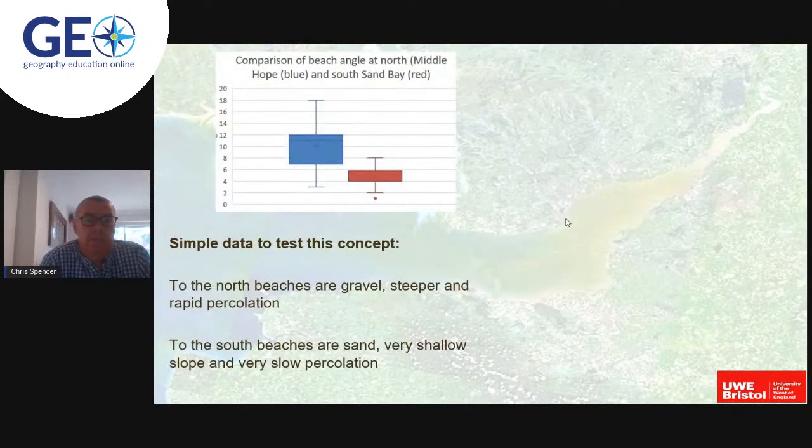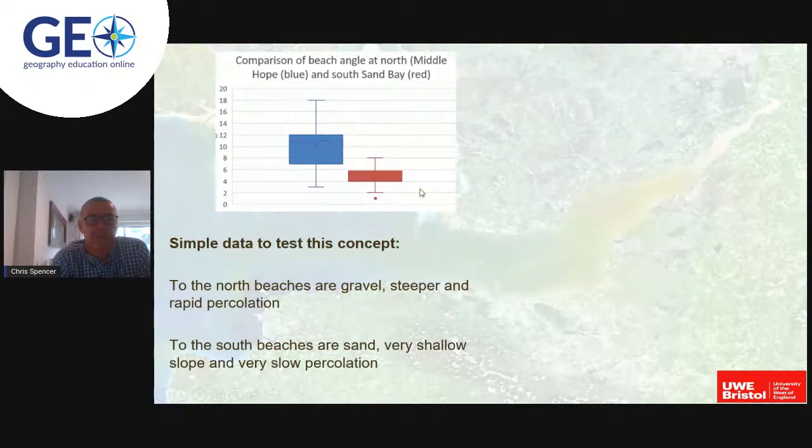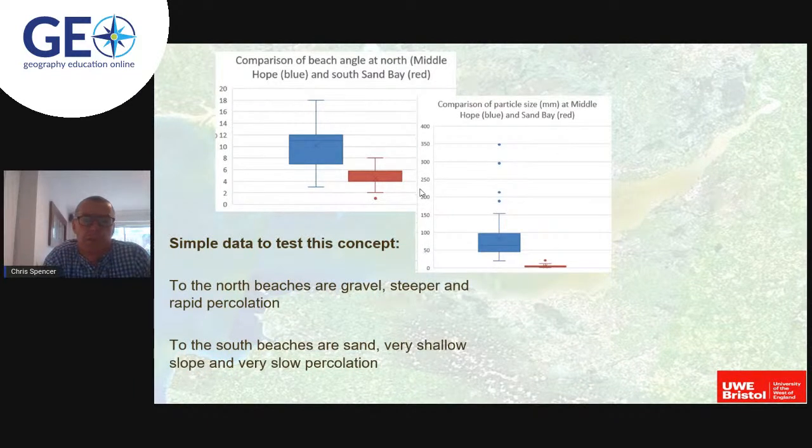And again, we can test this with some really simple measures. We've done this with a college local to us in Weston-super-Mare, where students have looked at measuring beach angle. On the northern side of the headland, we're demonstrating that typically beach angle is steeper than to the south of the headland on the sands. We're somewhere around 10, 11, 12 degree slopes on the northern side, much smaller slopes, around perhaps 4 degrees, on the sandy beaches. We can then look at what those beaches are made up of.